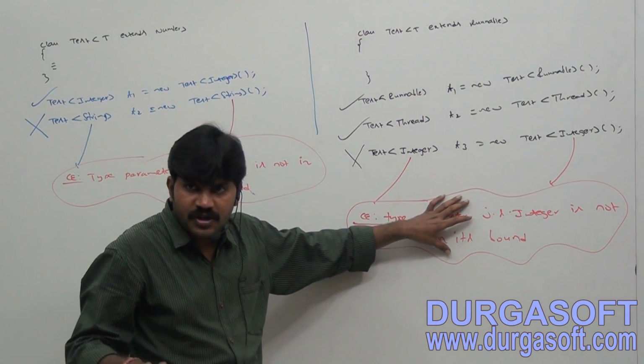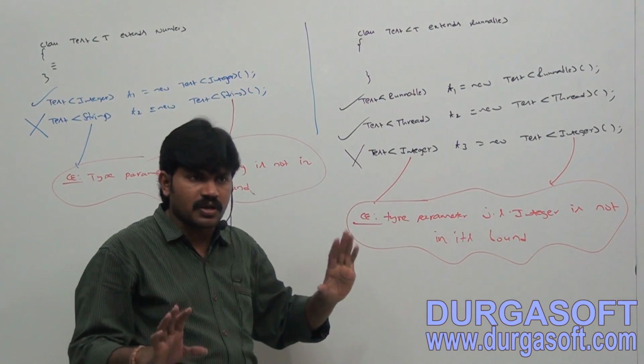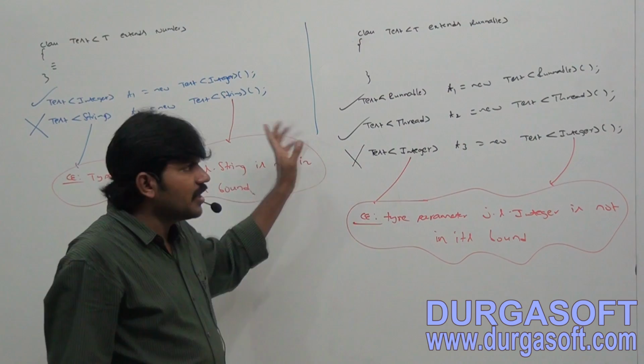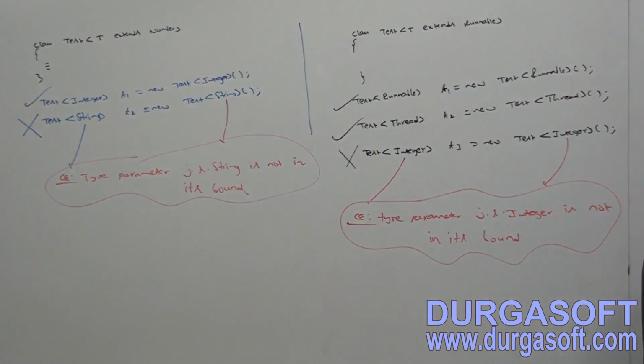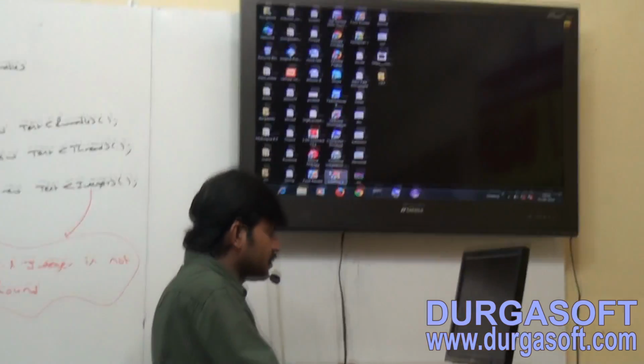Any explanation required? Make sure you all have clear clarity. Now let me execute and show this bounded type. Listen to this point well. Here I am taking a simple example.